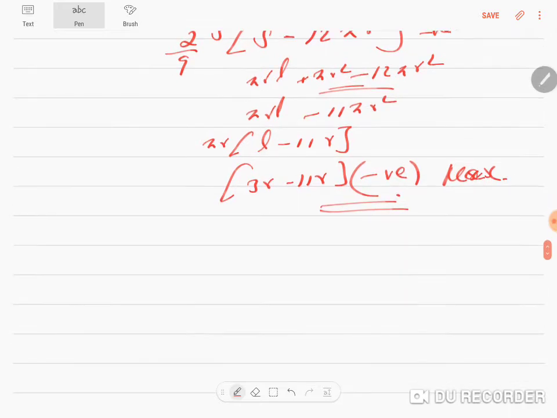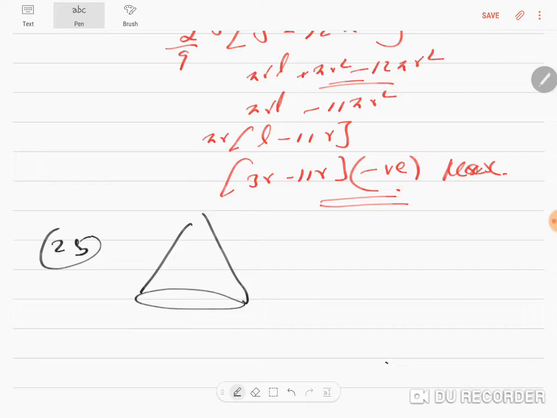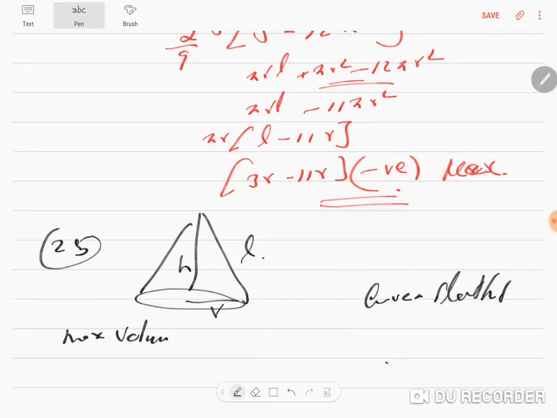The next sum, the second, I found that double differentiation a little difficult. I hope you guys understood. So 25th sum, the semi-vertical angle of a cone of maximum volume. So they are saying maximum volume, and slant height, which is L, is given. This is h and this is r. Therefore, all that you can write here is L square is equal to h square plus r square.